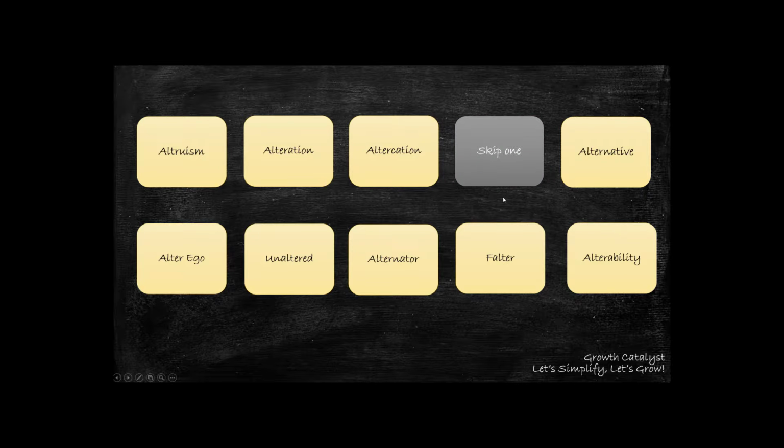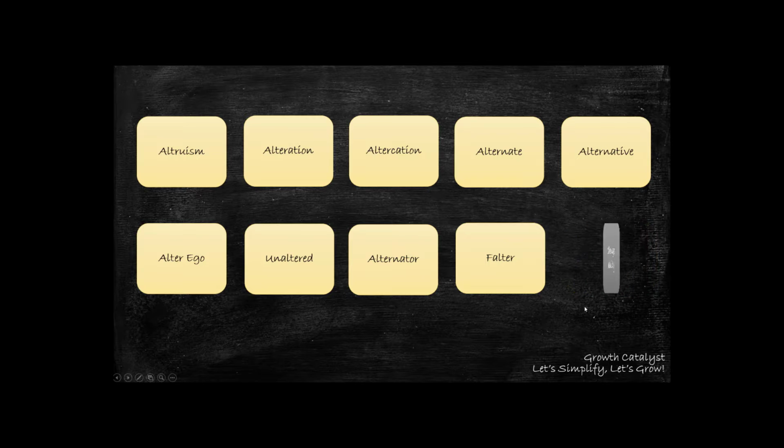Alternate is where you're skipping one. An alternative is something that can stand in place, the other choice. Alter ego is about your other self. And unaltered is about unchanged. Alternator is a generator that actually produces alternating current, the positive and its counterpart, the other, the negative cycles. Falter, essentially shakeable, changing to other, not holding stance. And alterability is about changeability.